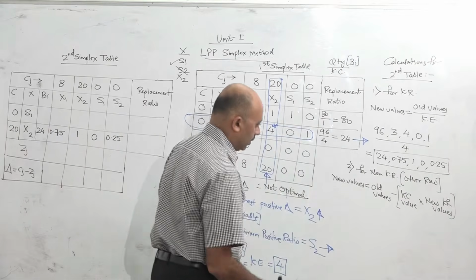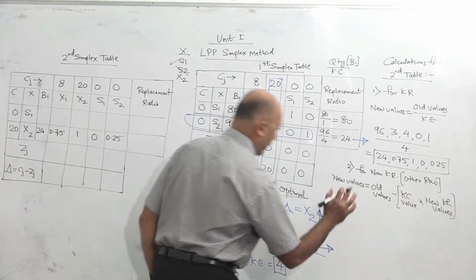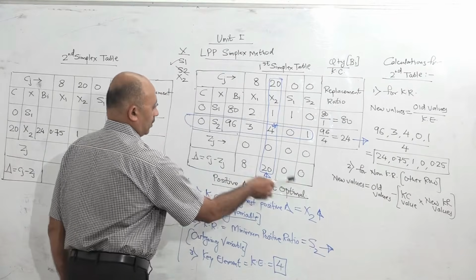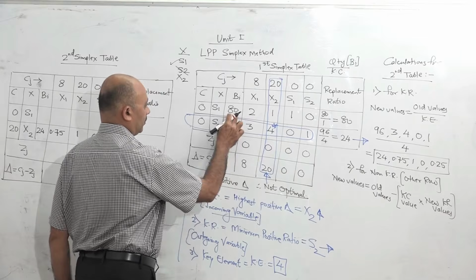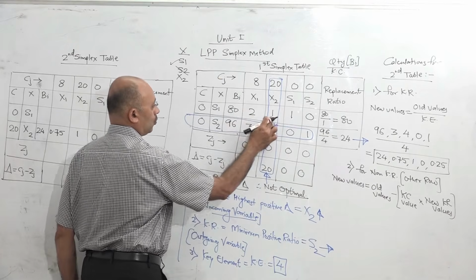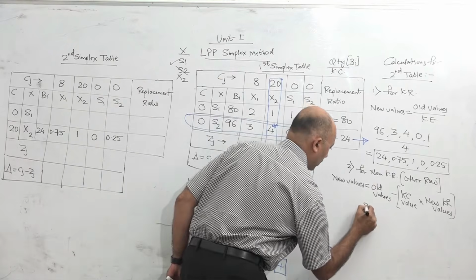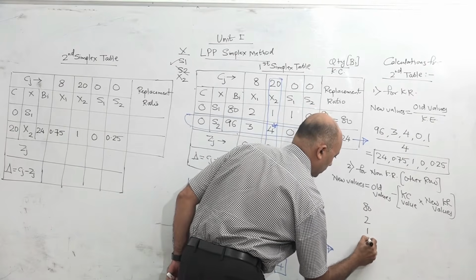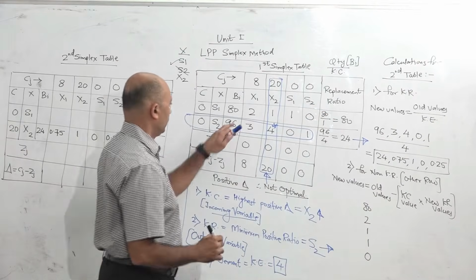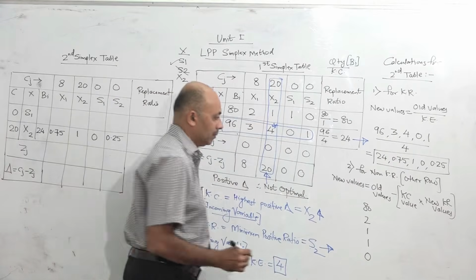Okay, we will write this in a vertical format. First, we will write all the old values. The non-KR means the other row. This is the first row values 80, 2, 1, 1, 0. So we will write here all 80, 2, 1, 1, 0, minus.